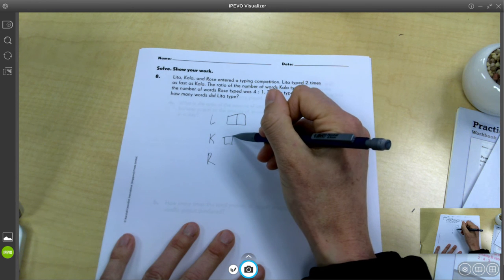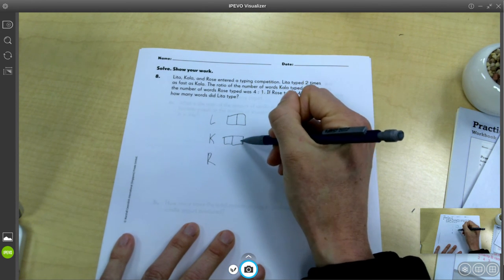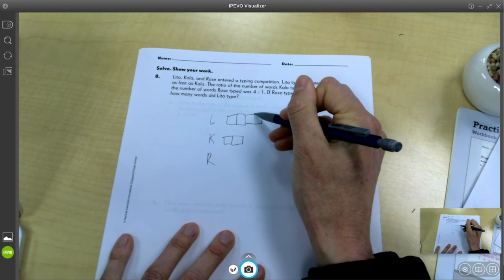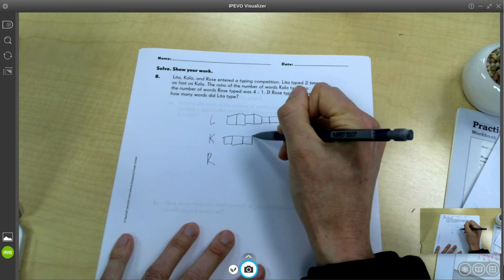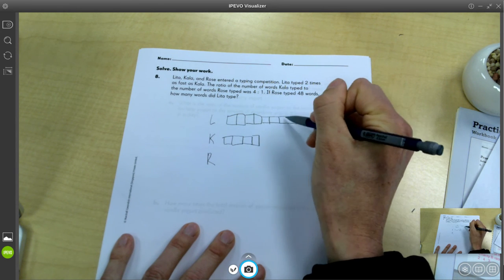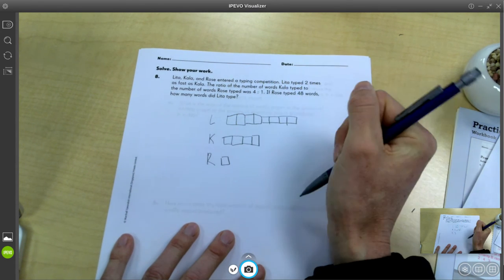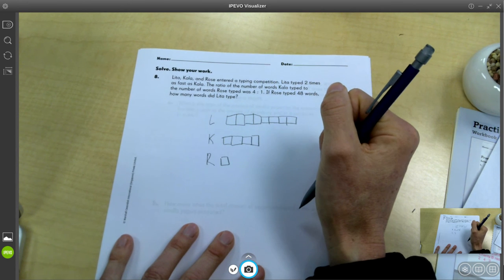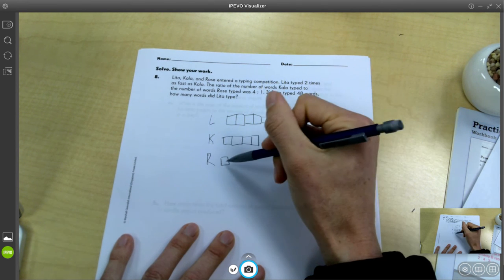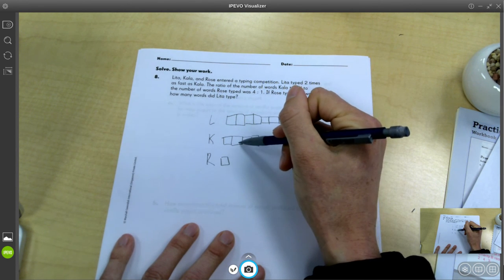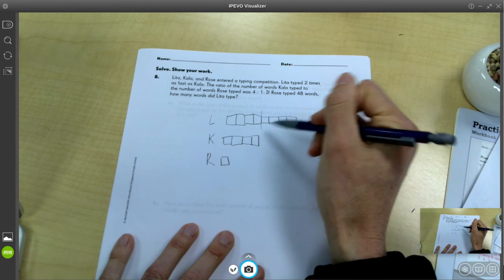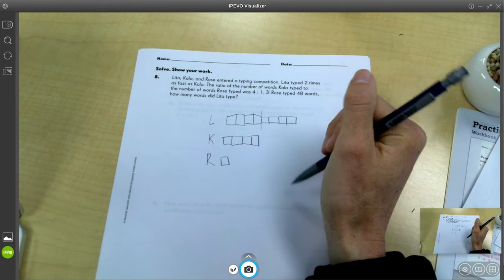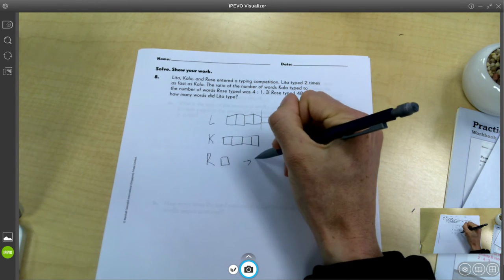So now I have to make Kayla have 4 boxes. But for every 1 box I add here, I have to add 2 boxes up here to keep it in the ratio, 1 to 2. And then Rose gets 1 box, right? So she's 1 to 4. And this is 4 to 2 to 8, right? Which is 2 to 1. Perfect. All right, this is 48 words.